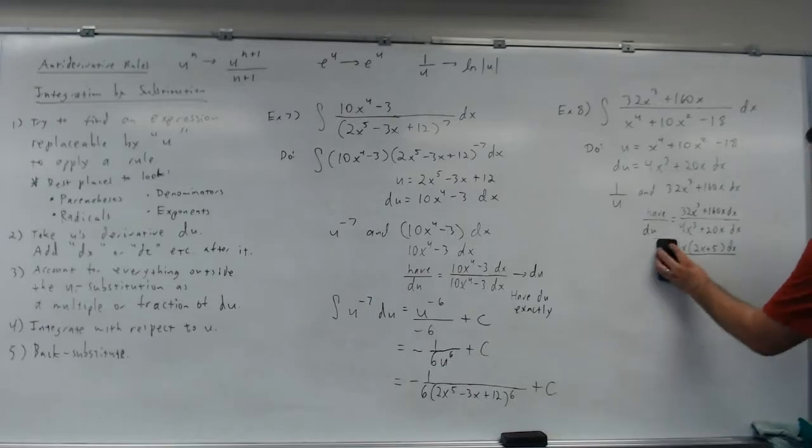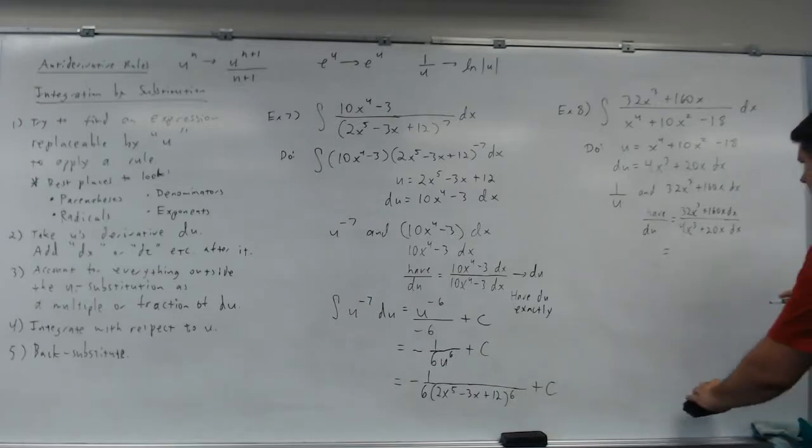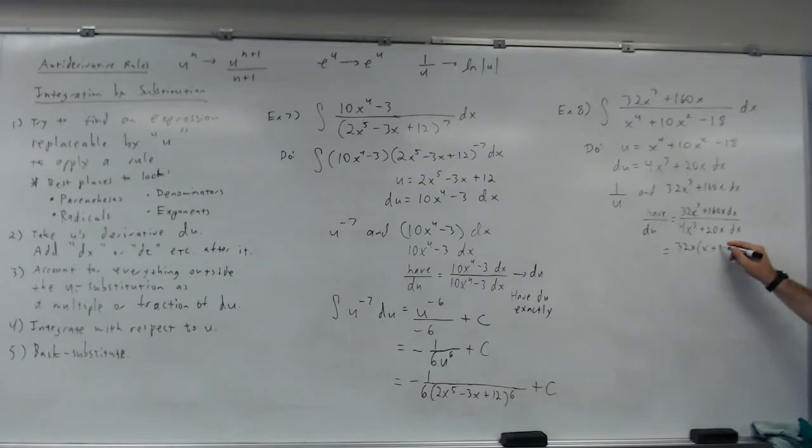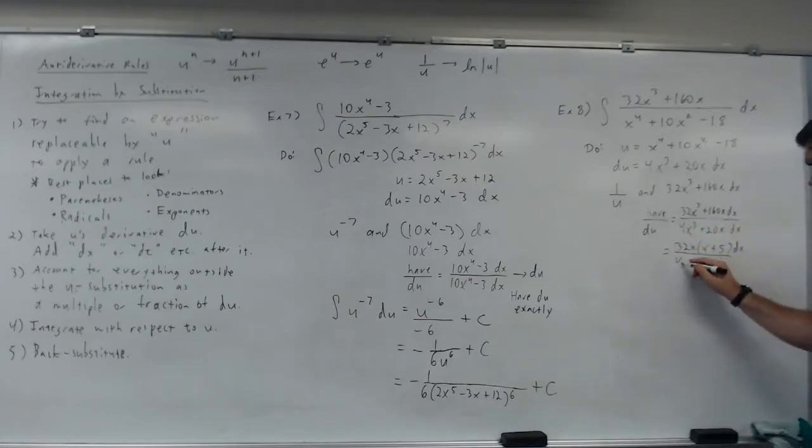Actually, I didn't go high enough. Let me try this again. These two are both divisible by 32x, and that gives me x plus 5, and then I have dx. And then down here, these two are both divisible by 4x. I have x plus 5 again, dx.